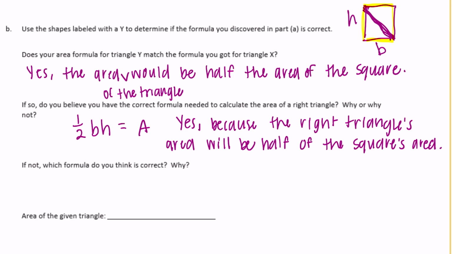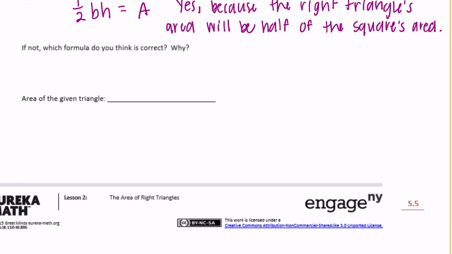If not, which formula do you think is correct? So I'm just gonna ignore that because we do think it's correct. So, area of the given triangle. Let's go back and look at the dimensions here.